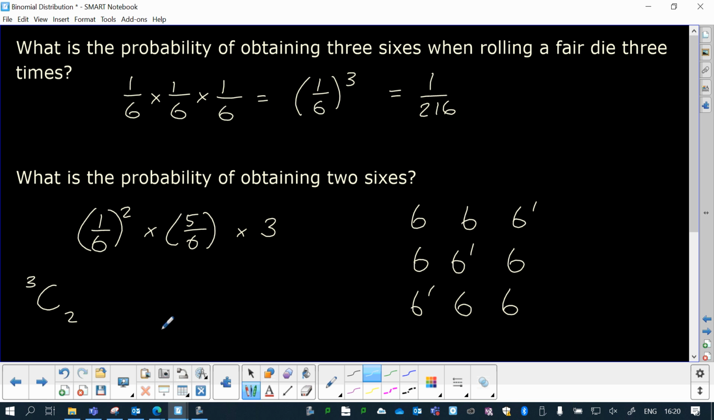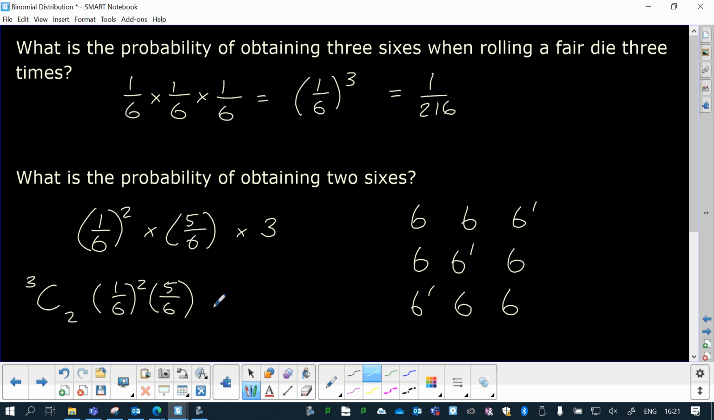Okay, directly linked back to that binomial expansion. 3 choose 2. 3 rolls of the dice. We want 2 successes. Right? We're going to be talking a lot about successes and failures for this. So we've got 3 rolls of the dice, 2 successes. So we've got 3C2 multiplied by 1/6 squared multiplied by 5/6. Notice the powers, 2 plus 1 is 3.